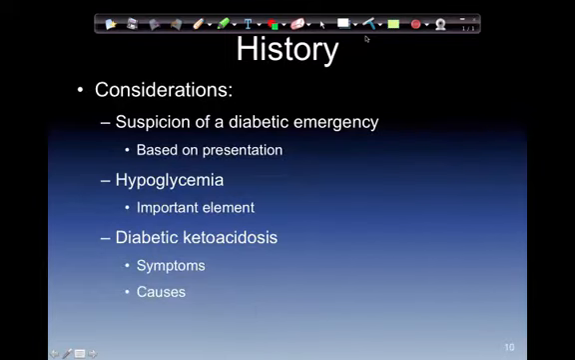History considerations. Suspicion of a diabetic emergency should be based on the presentation. Hypoglycemia is an important element, and one of the important elements of it is the time that they had their last meal. In diabetic ketoacidosis, symptoms, classic triad of the three polys, polyuria, polydipsia, and polyphagia. Causes of this could be from an infection, non-compliance with their insulin regimens, or undiagnosed diabetes.